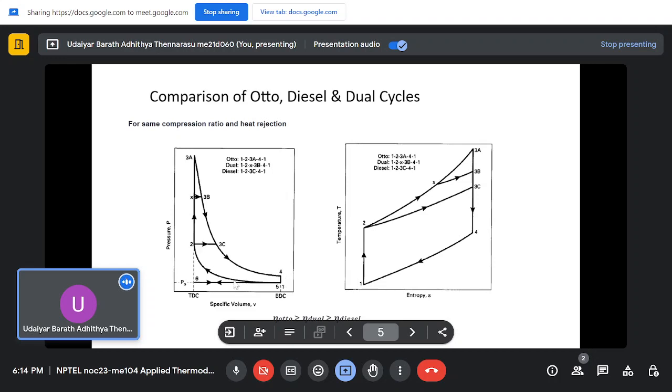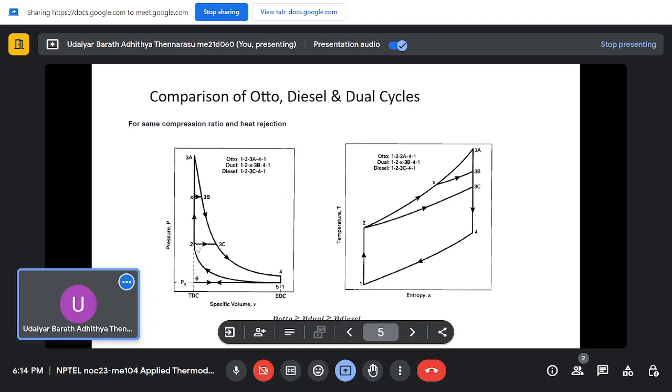In this case, from the same inlet condition, for the diesel engine we reach state 2 at the end of compression, when we reach the top dead center. After that we do a constant pressure heat addition. So 2 to 3c is the heat addition in the case of diesel cycle. After 3c we do an expansion, so from 3c to 4 the work will be done, and 4 to 1 there is heat rejection. So 4 to 1 will remain the same, because we are assuming constant heat rejection.